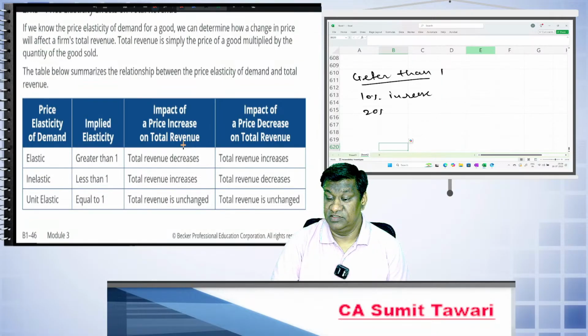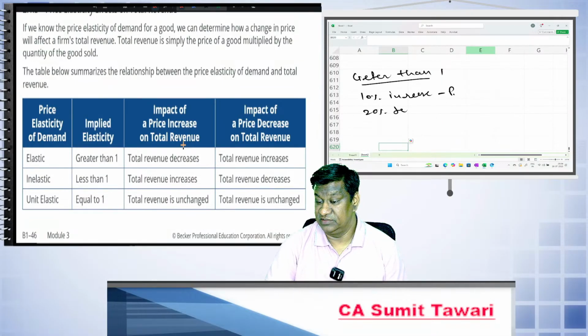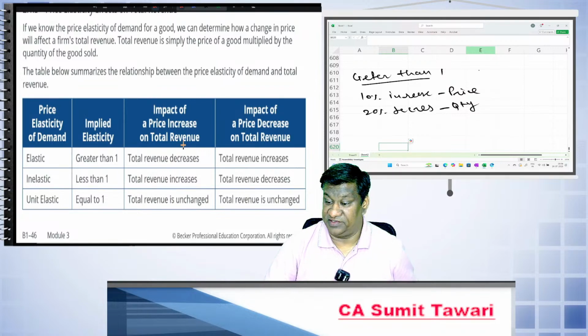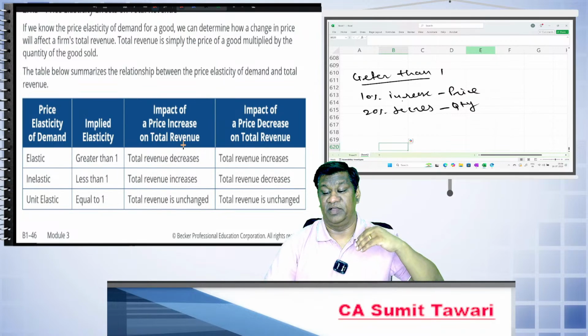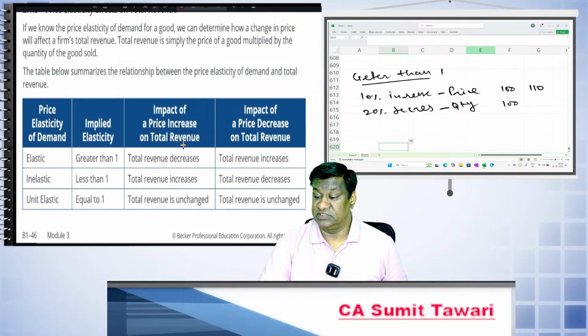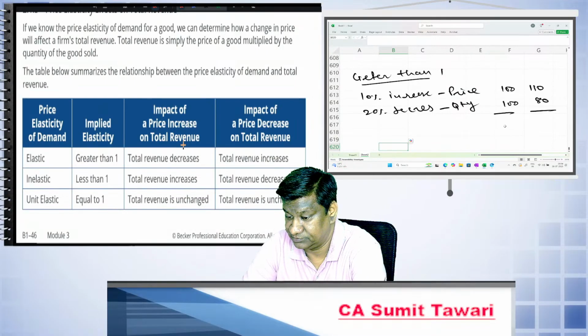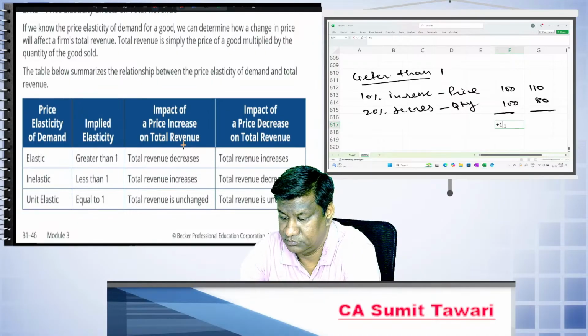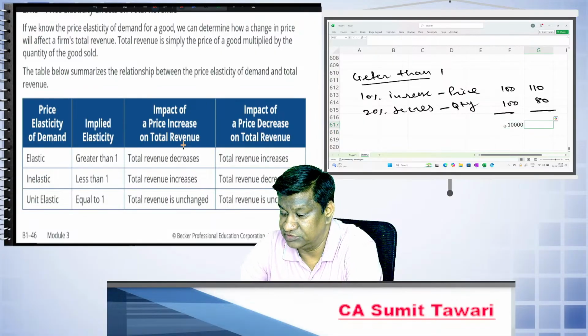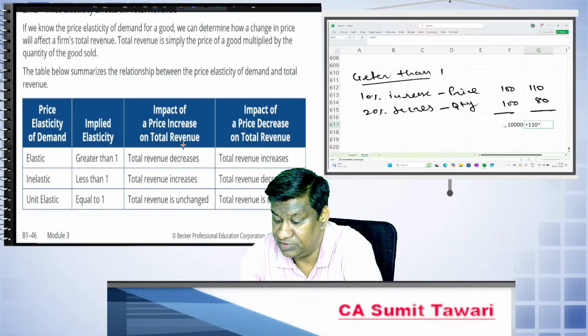and a 20% decrease in quantity. Because of that, total revenue, if I increase the price by 10%, like 100 becomes 110, and the quantity was 100, but now it is 80. So what would be the calculation? It is 10,000, and 110 multiplied by 80.